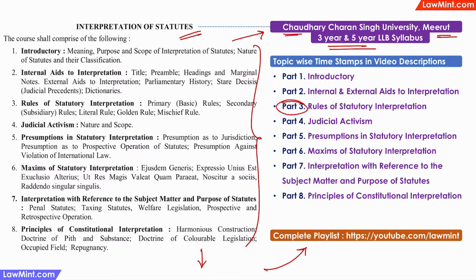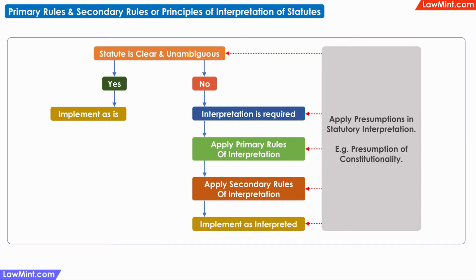This is part 3 and I will talk about the rules of statutory interpretation. In the previous parts of this series, I have covered the basics of statutes, the various types of statutes and situations when interpretation of statutes may be required. We also saw all the internal and external aids to interpretation. And in this part, we will cover all the important primary and secondary rules or principles of interpretation.